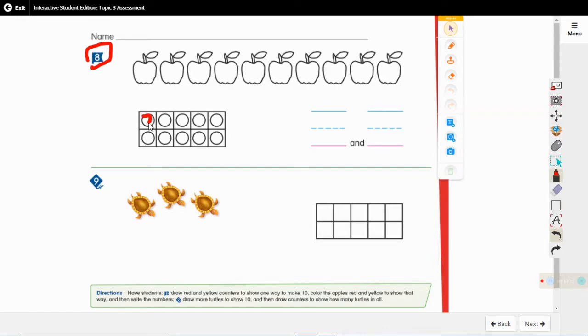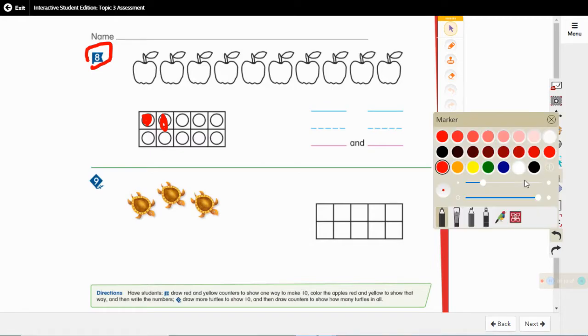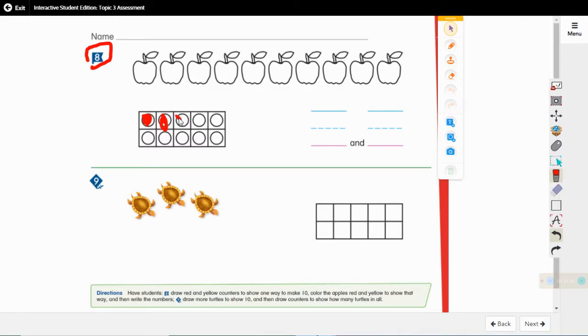I'm going to do 1, 2, and I'm going to switch to my paintbrush because it seems to make it easier to color these. 3, 4, 5. So I colored 5 red counters. So I'm going to color 5 of my apples red.